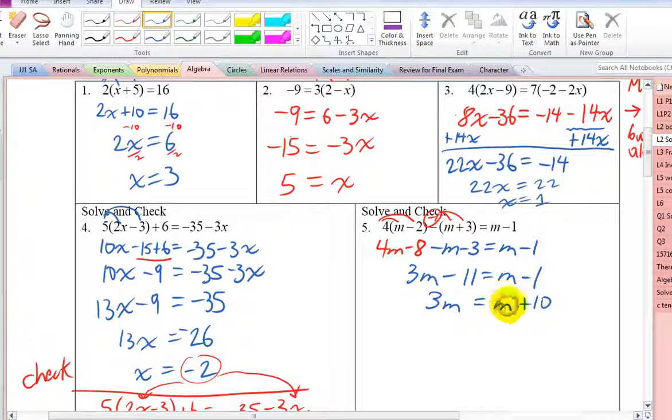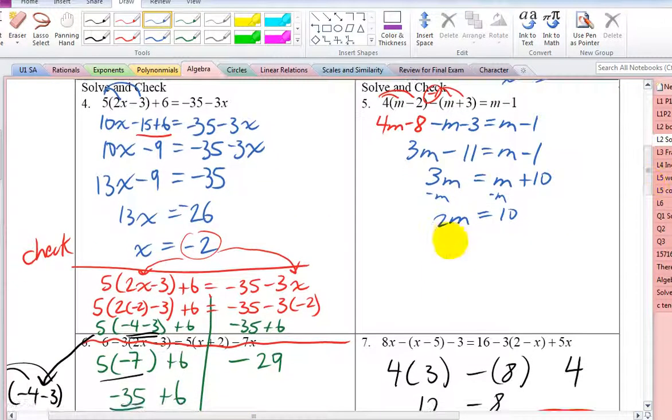And how do we move this m, Kezia? Exactly. I did that so wrong. So we get 2m equals 10, m equals 5. Now we have to check it. So 4 bracket 5 minus 2 minus 5 plus 3 equals 5 minus 1.